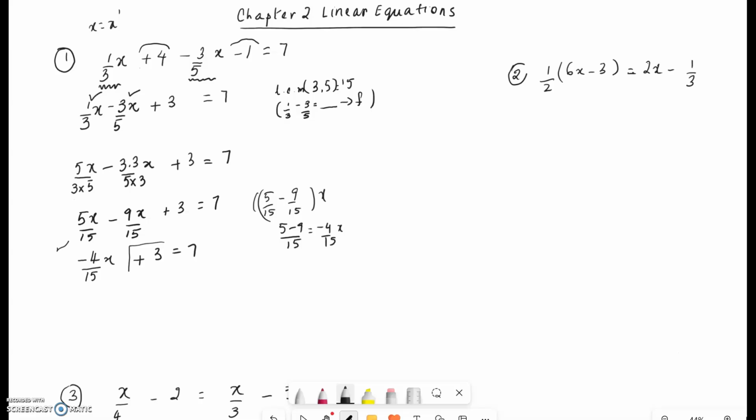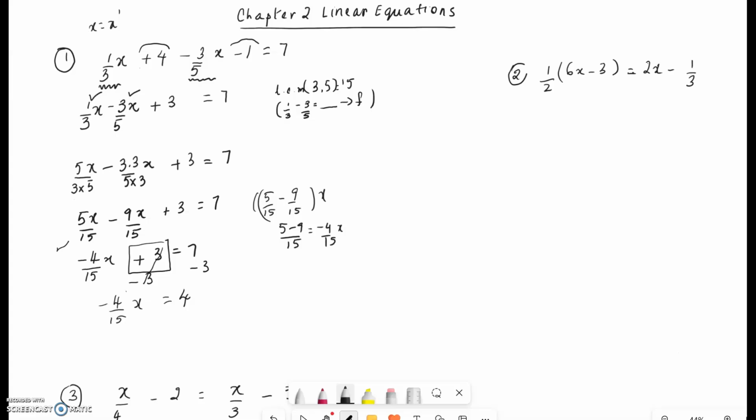Now we need to get rid of this. We need to get x by itself on the left. So we have to subtract 3 on both sides, which is what we're doing here. So we have -4 over 15x. -3 and +3 make a 0. And 7 minus 3 is 4.